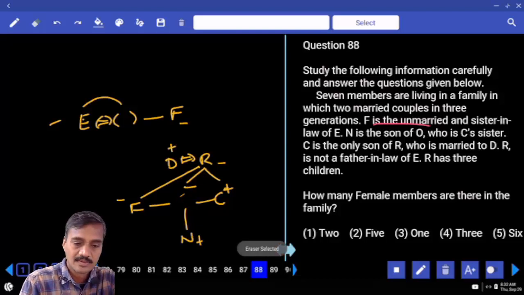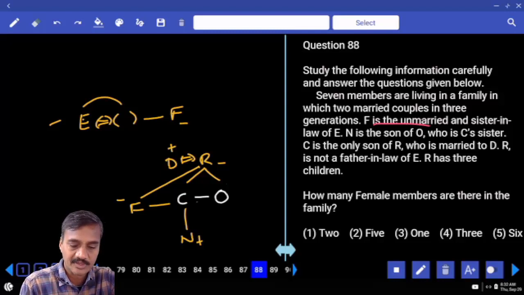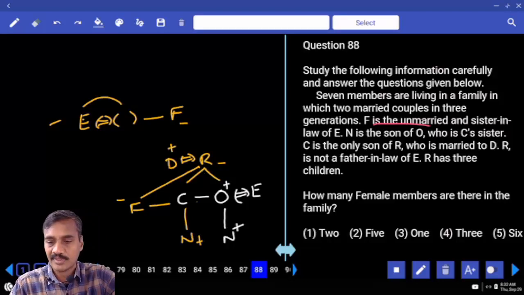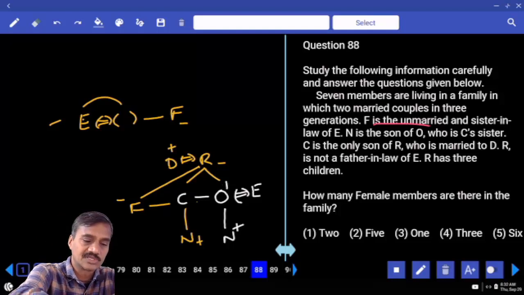Then according to you, let's take C here. But in general we are not supposed to take like that. When C is here, what should come? O. And O is here, N. As there are only 2 married couples, and this O and C get married. Now O is the only son. O who is C's sister. So now what should happen?